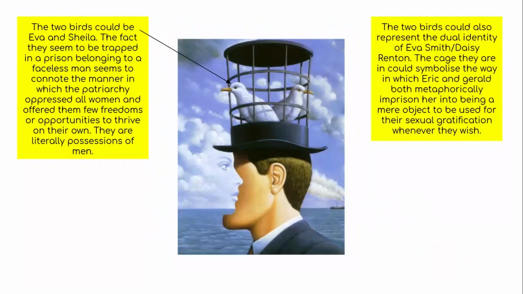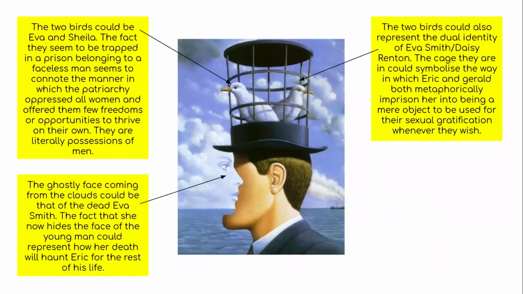The two birds, though, interested me because they could also, to me, represent the dual identity of Eva Smith and Daisy Renton. The cage they're in could suggest the way in which Eric and Gerald both metaphorically imprison her into being a mere object. They both keep her. Gerald literally keeps her in an apartment that he goes to visit when he wants, and Eric traps her by impregnating her. And so, therefore, she's very much imprisoned by them and is purely an object for their sexual gratification whenever they want it. And so that is what suggested that to me.